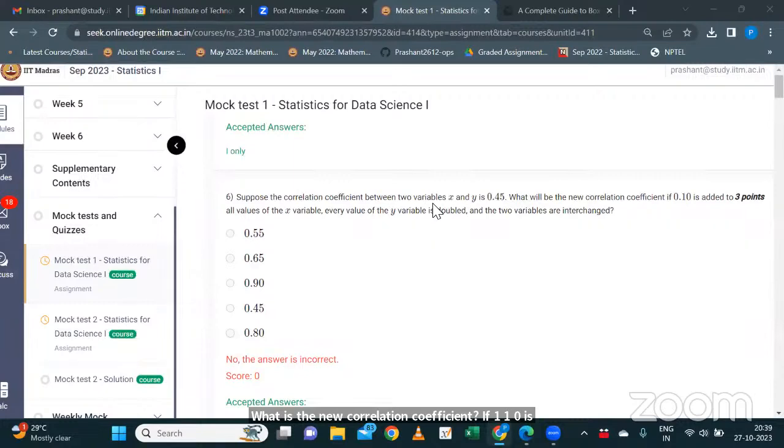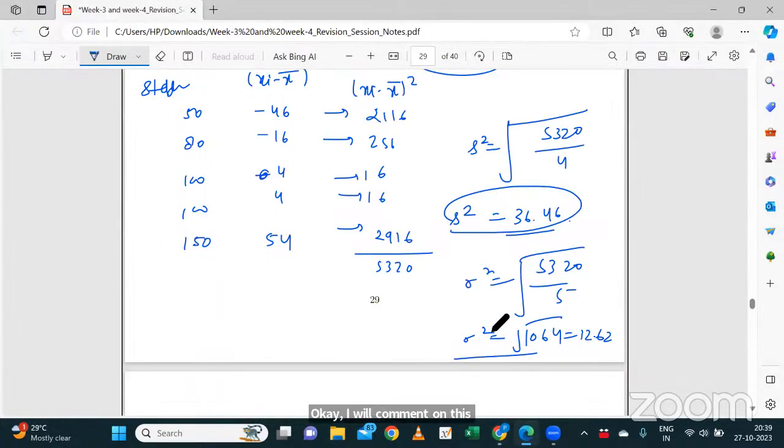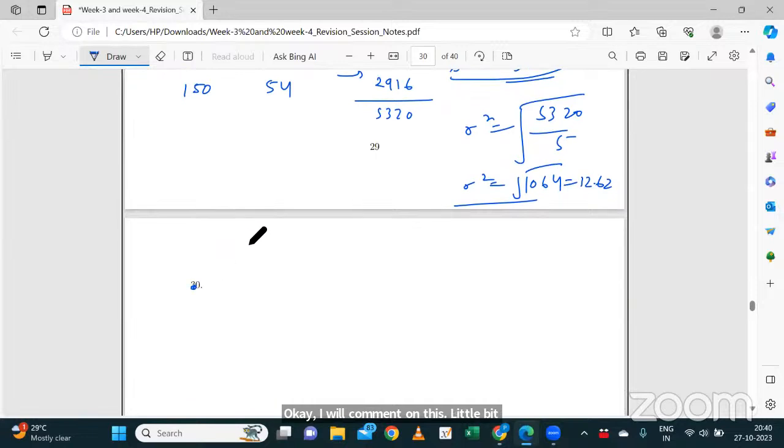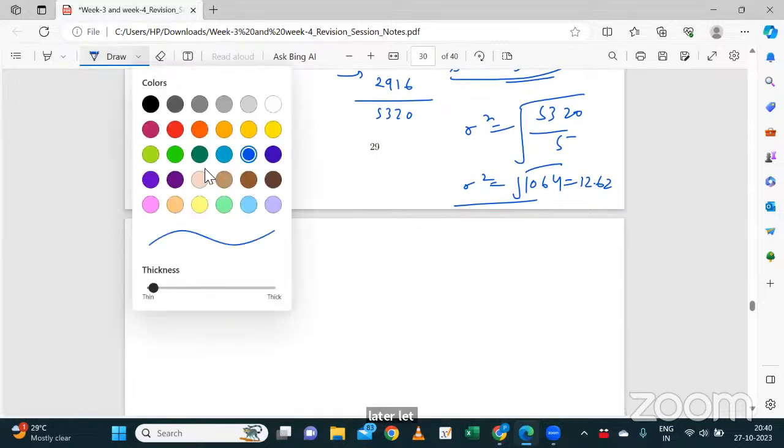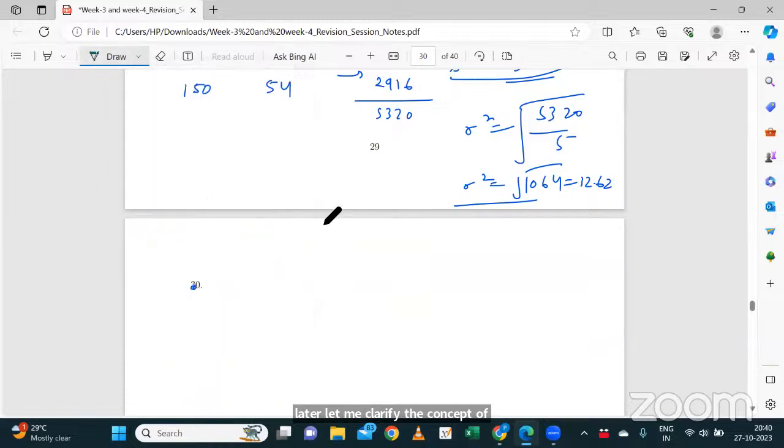I will come to this a little bit later. Let me clarify the concept of correlation first. Are you okay with the concept? Sir, we are okay. Everyone is okay? Yes, sir. What is the need of correlation first of all?